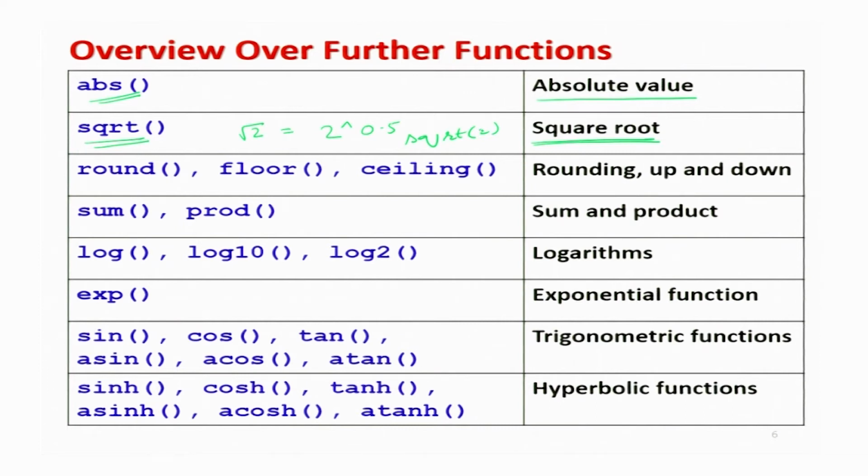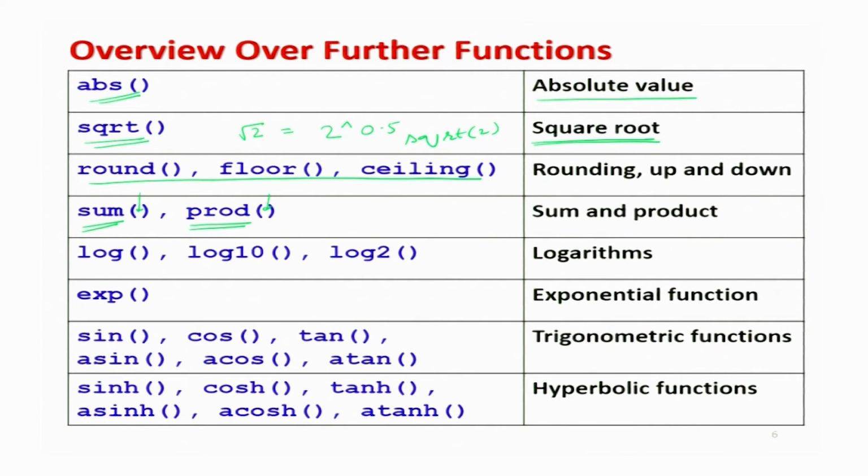And similarly, we have functions like round, floor, ceiling, which are used for rounding of the number. You know that these are the basic mathematical operations. And similarly, if you want to find the sum or product of some numbers, then we have the commands SUM and PROD, product. So, if you simply give some numbers inside the data vector inside the parenthesis, then it will directly give you the sum of those numbers.